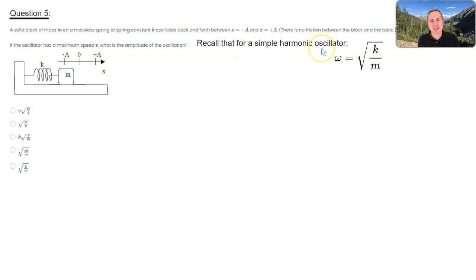We're also told it's a simple harmonic oscillator. So what that means exactly is that the force is exactly proportional to the displacement. That is, when x is positive, the restoring force of the spring is negative, and when x is negative, the restoring force of the spring is positive. This thing should oscillate as a simple harmonic oscillator.